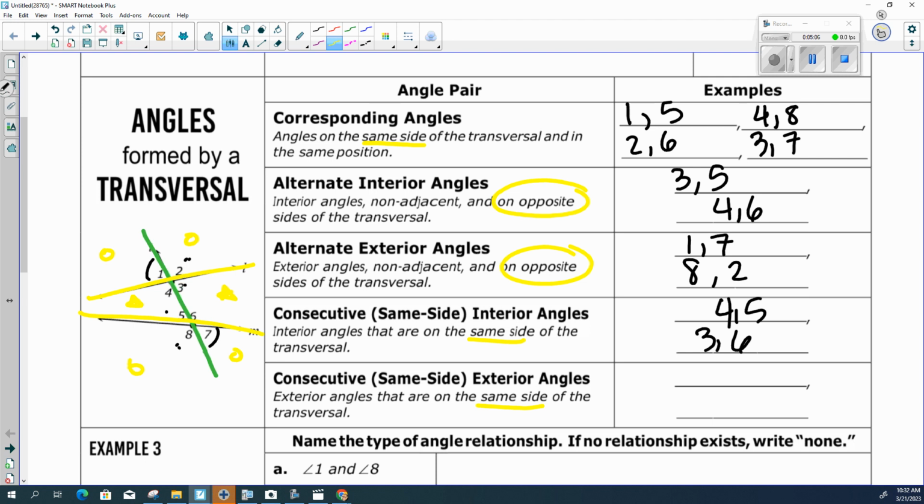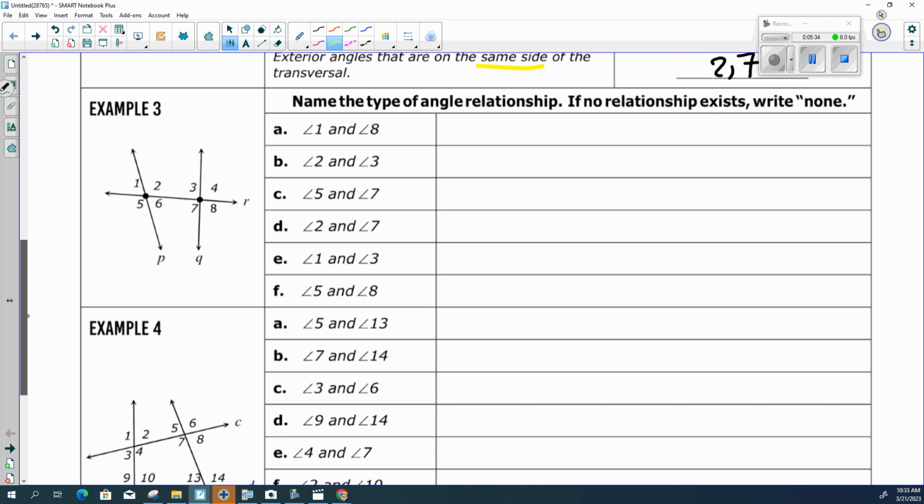Our final one is consecutive exterior. So where my circles are, these little circles out here, this is exterior, 1, 2, 7, and 8. And they are on the same side of the transversal. So I can see that 1 and 8 are on the same side of my green line or my transversal. And 2 and 7 are also on the same side of my transversal. So if you want to push pause and go and find some of these yourself, that might be helpful. Sometimes I go fast when I don't have a class in here.